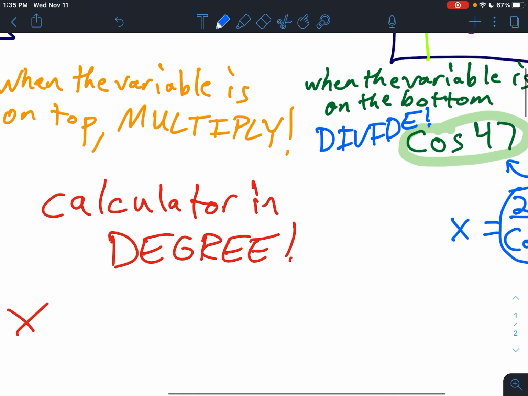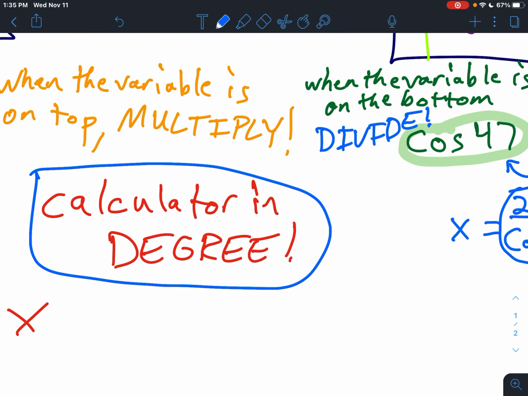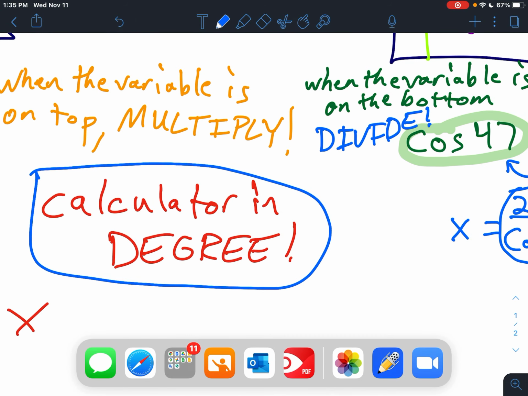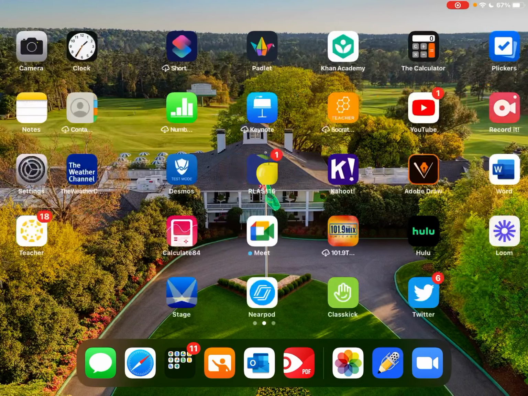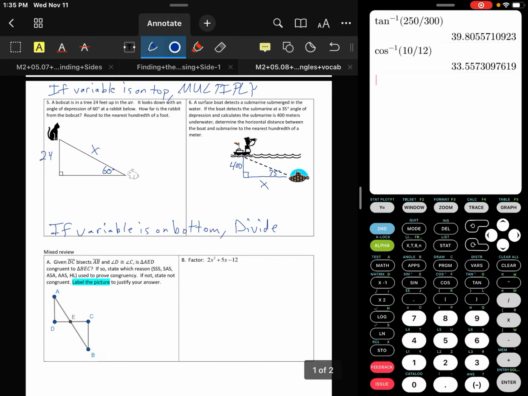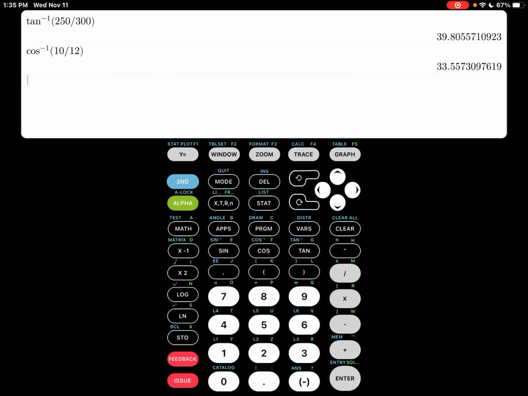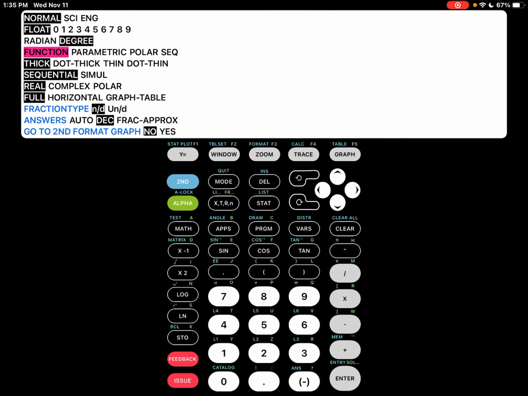Okay, again, make sure your calculator is in degree mode. All right, really quickly, I can show you that. Go to mode. Let's just start at the top, go down to, it should be on radian, possibly. Go over to degrees, hit enter, clear, and you're good to go.